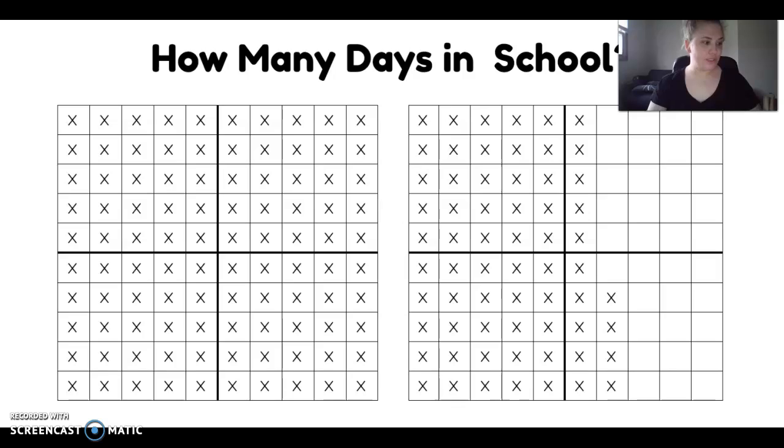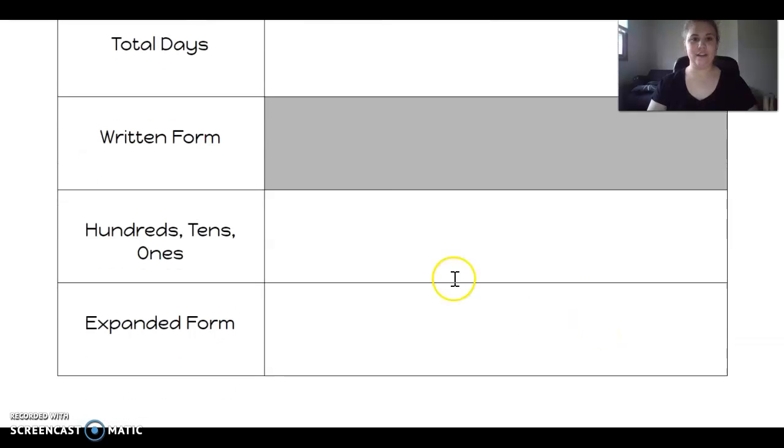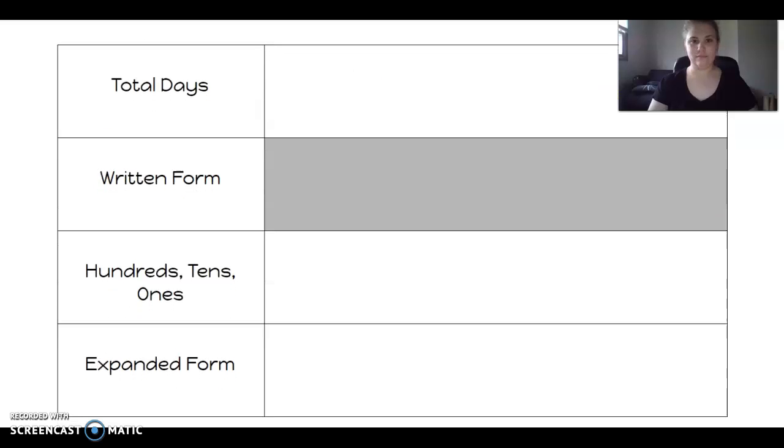How many days in school today? We had 164 days in school yesterday. If we add one more, how many days in school do we have? 165. Awesome. Here we go. 165 days.